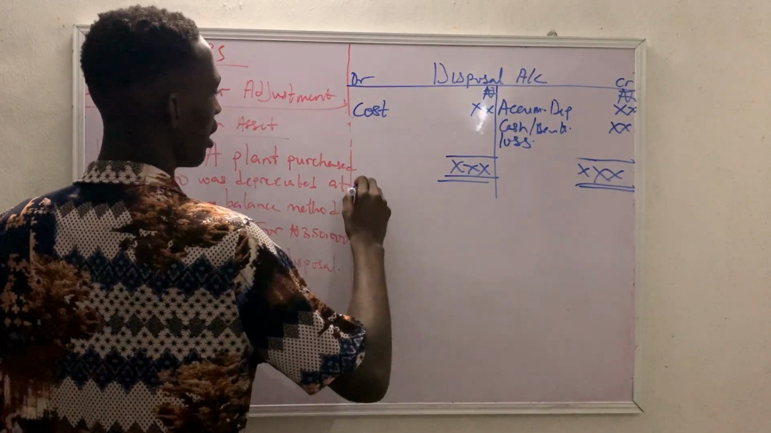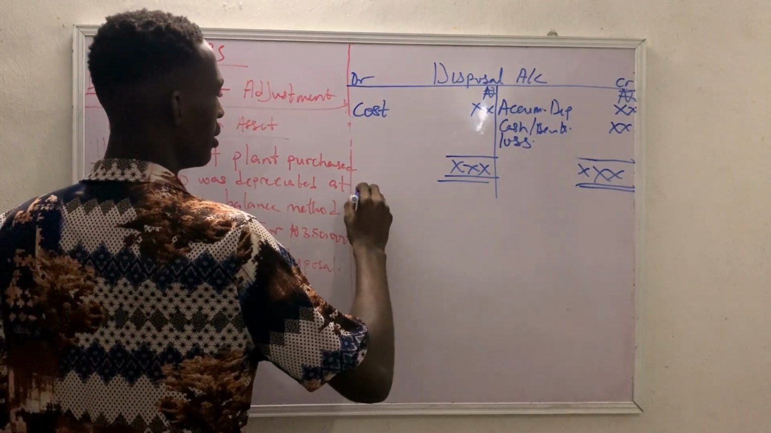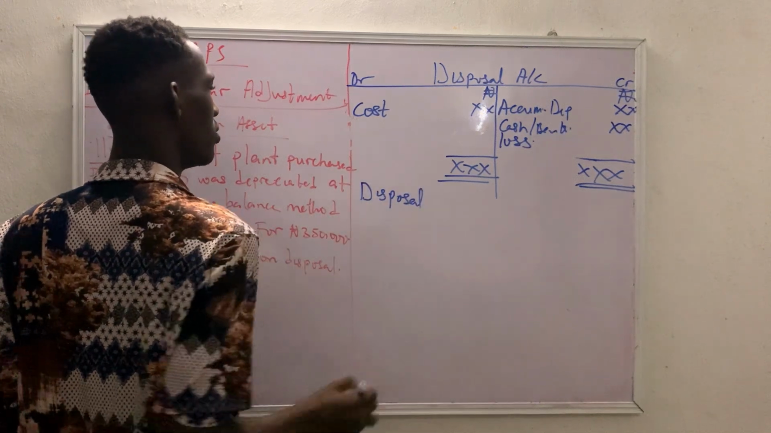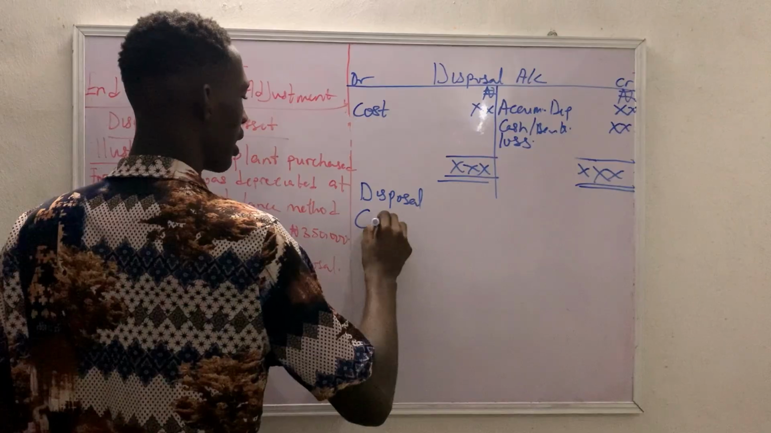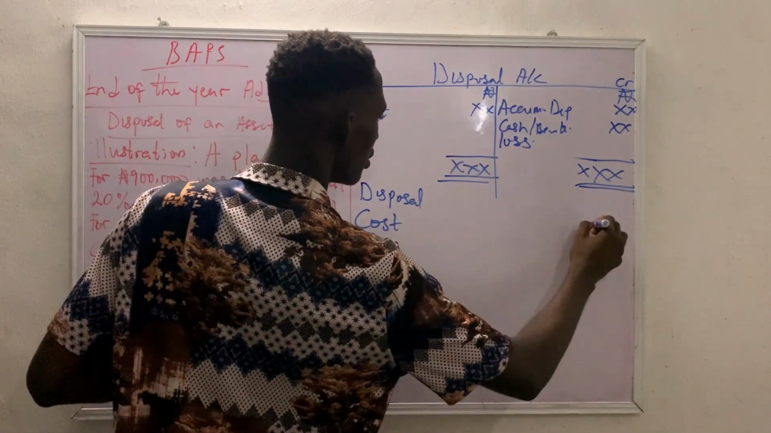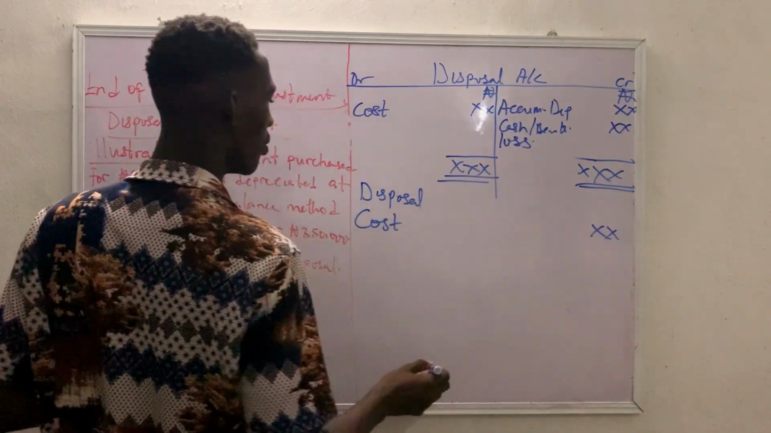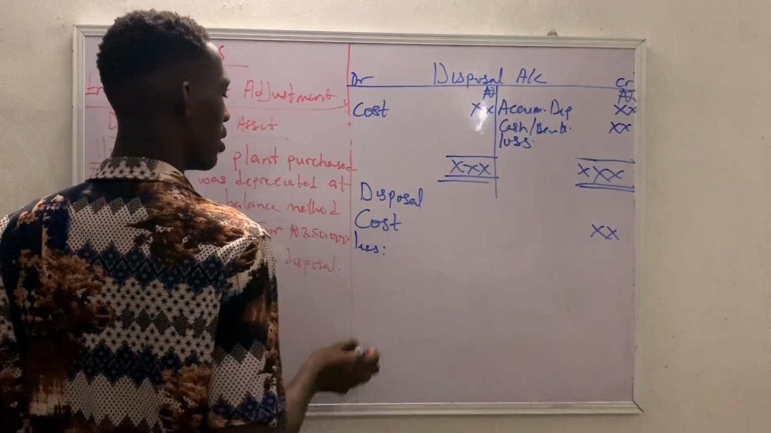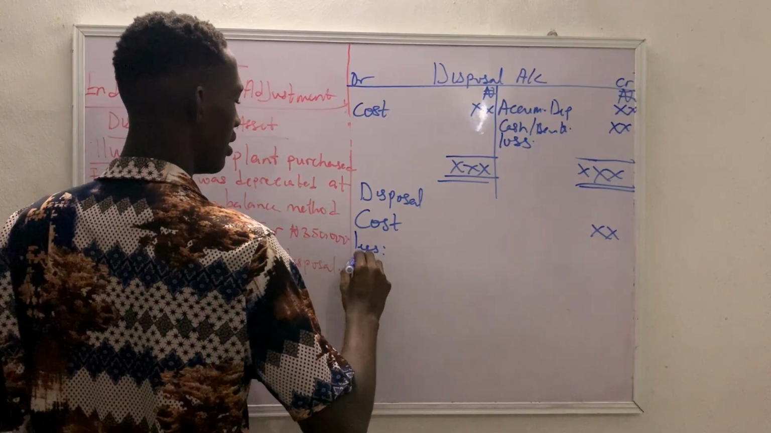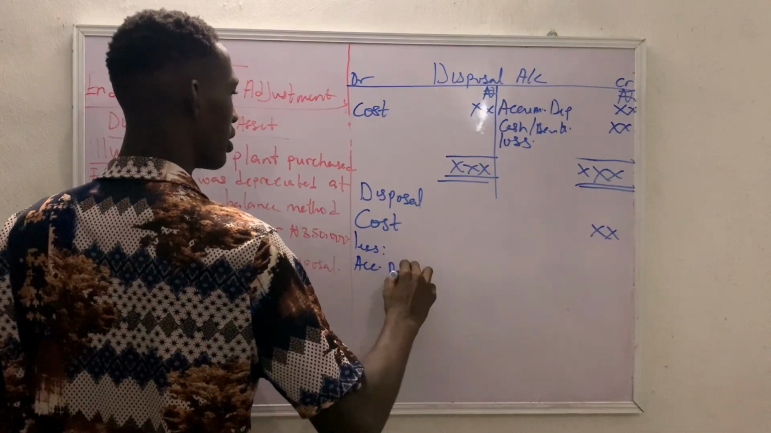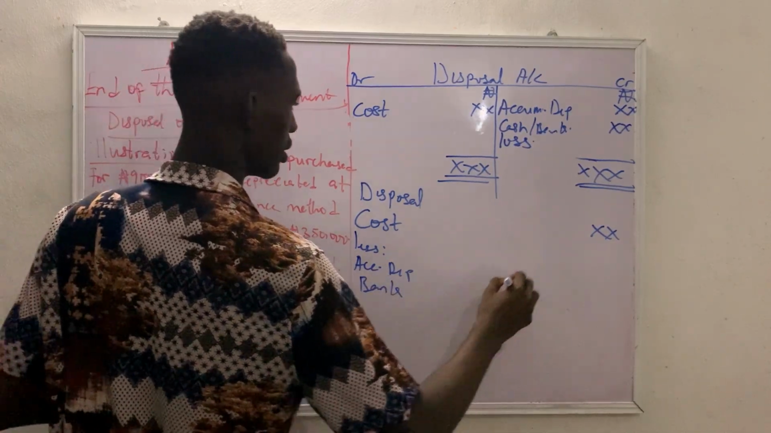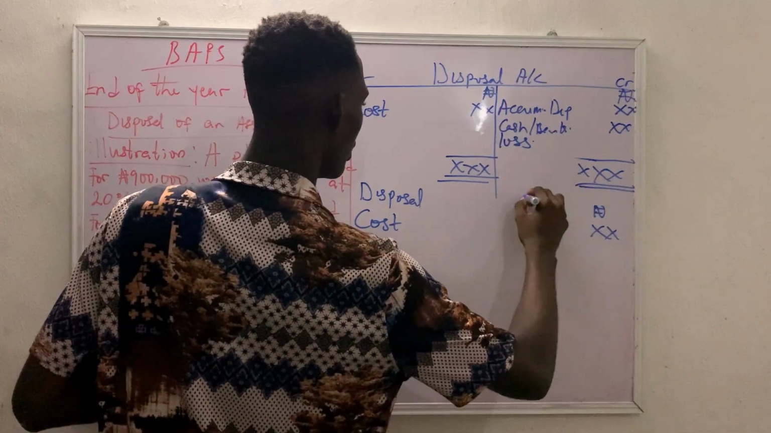Let's assume you want to write it in a vertical format. So disposal. You can put it this way, at least this is our cost. Then we less our accumulated depreciation and our what? Bank or cash. So let's do it this way.